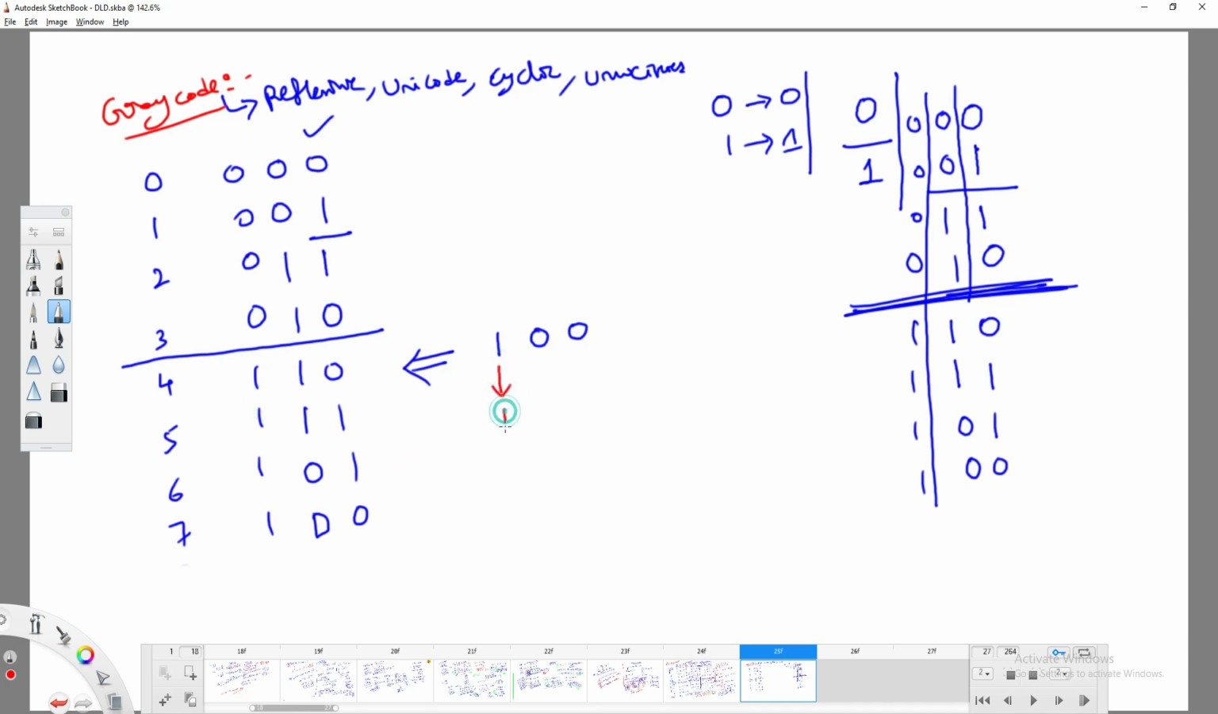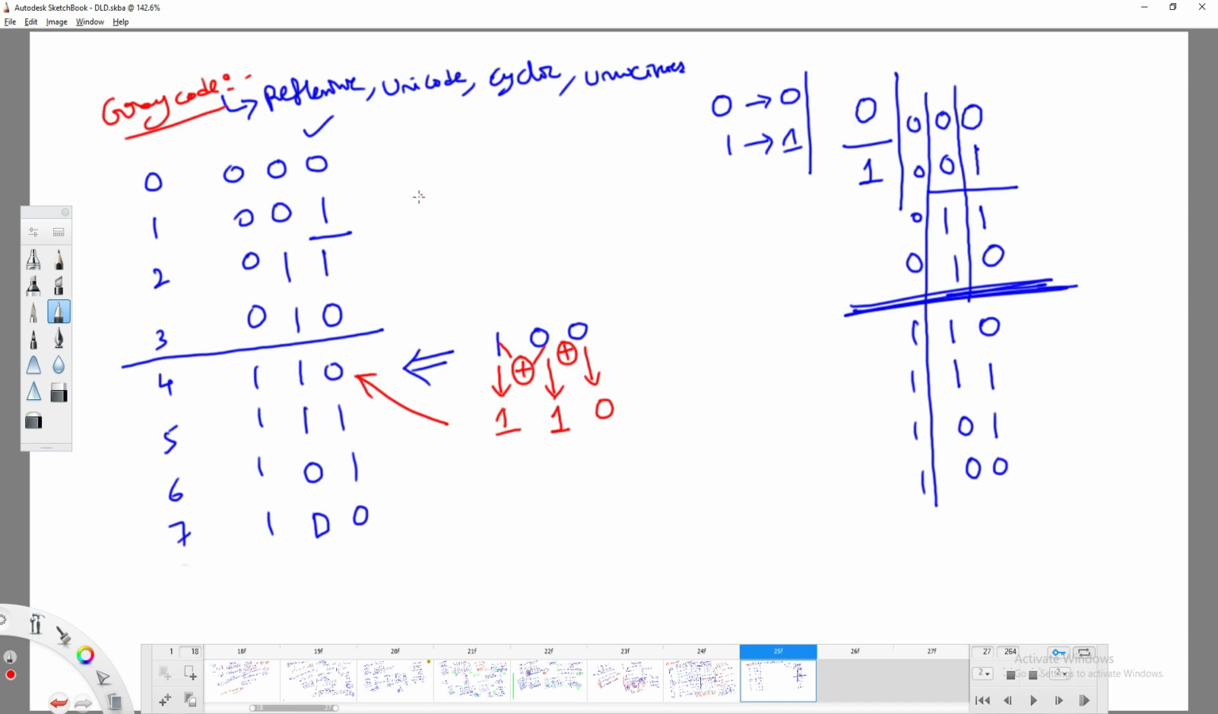Now try to think how I am getting the 110. I am going to write the 1 as it is, and I am performing an XOR operation over the earlier number and the present number. 1 XOR with 0 is what? 1. XOR operation: when both are different, the result is 1. When both are the same, the result is 0. What about the next number? 0 XOR with 0 is 0. Are you getting the number or not?